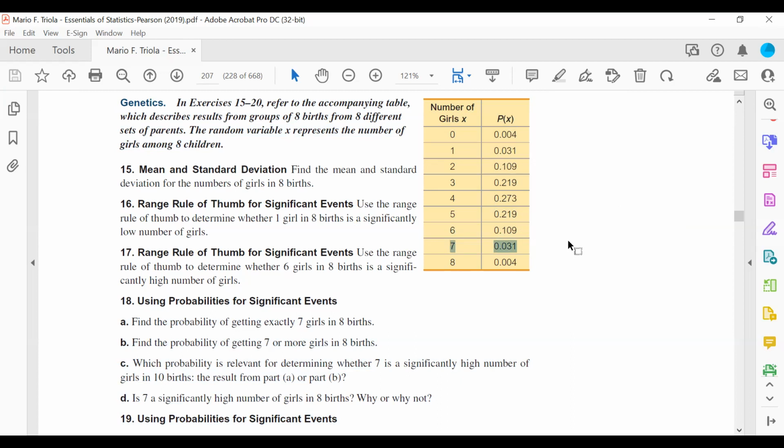Okay, what does B say? B says find the probability of getting 7 or more. What does that mean? I have to go 7 or more. So 7 goes up to 8, that's the max. So I'm going to add 0.031 and 0.004. That gives me 0.035.